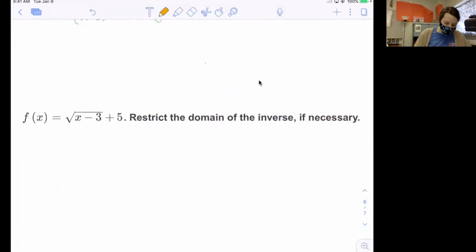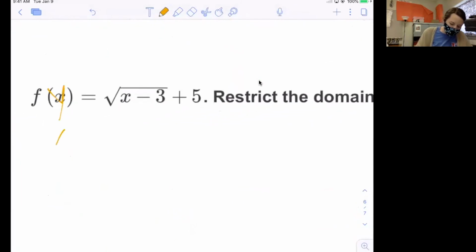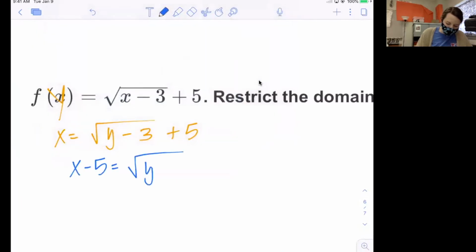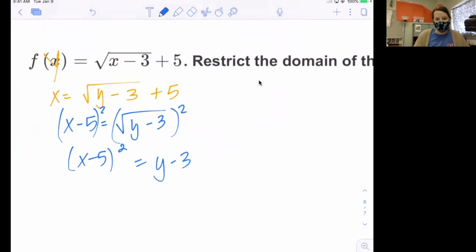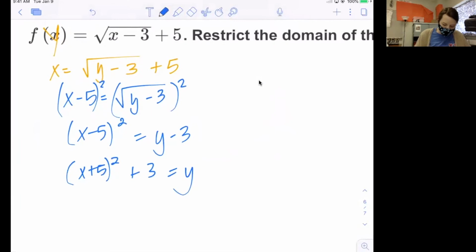Our second example is almost identical. I'm going to change this to a y. We get x equals the square root of y minus 3, with a plus 5 outside. We first start by subtracting the 5. X minus 5 equals the square root of y minus 3. I'm going to square both sides. We get x minus 5 squared equals y minus 3. Once again, no need to multiply out that x minus 5 squared. We leave it like that so that our answer ends up in vertex form. When I add the 3 across, I get x minus 5 squared plus 3 equals y. And then, of course, we can change this to f inverse of x.